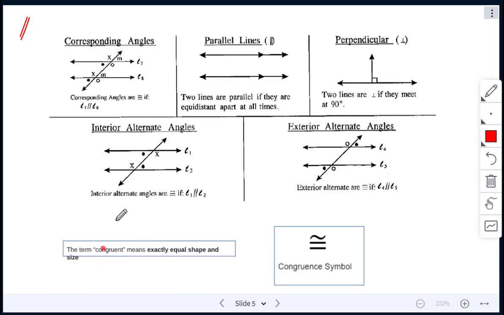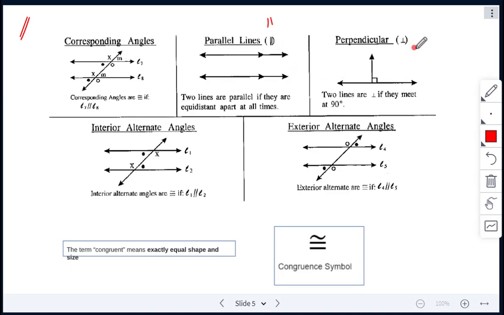Here, these are corresponding angles: X and X, M and M, O and O, and then closed dot, closed dot. Those are all corresponding angles, and they are congruent. Here is just showing two parallel lines. Like I said, they would look like this. Parallel lines will never intersect. They're equidistant apart at all times, so the distance between the two lines stays the same, kind of like train tracks. So in math, parallel lines will never intersect.